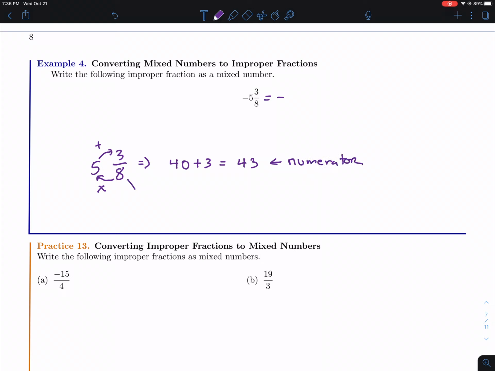And our denominator is still the same. So the good thing is, no matter how these problems work, when we're converting them, our denominator never changes. So our 8 was the original denominator, it's still the same denominator.